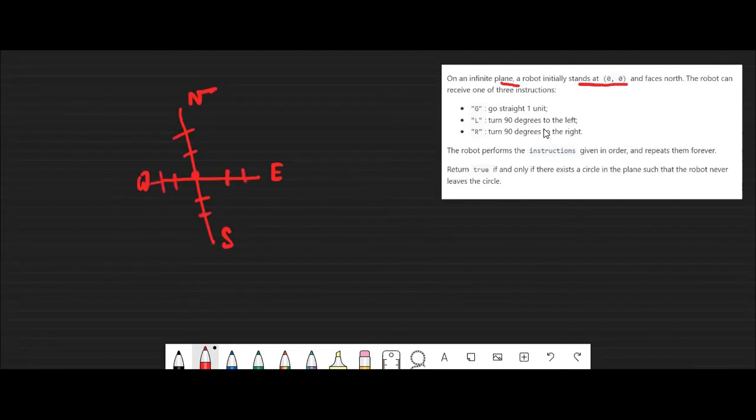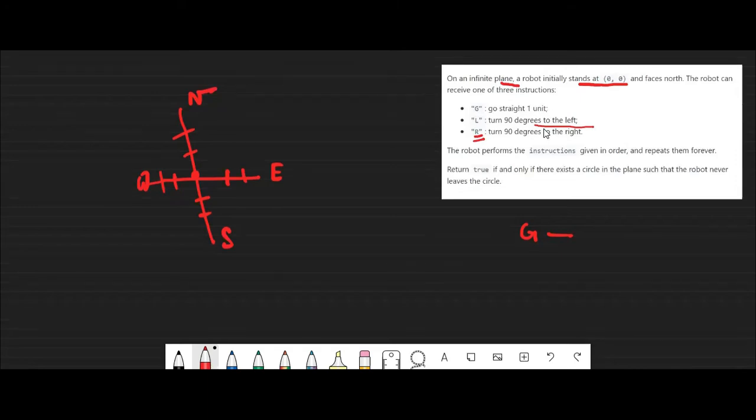Now the second point is that the robot can receive one of three instructions. If it's G, in that case the robot will move straight by 1 unit. If it's L, in that case it will turn 90 degrees to the left. Okay, meaning it will not move in this case, it will just change its direction to the left. Visualize yourself in the place of the robot, it will be very easy for you. And for R, it will turn 90 degrees to the right.